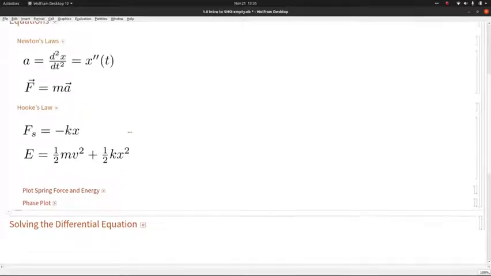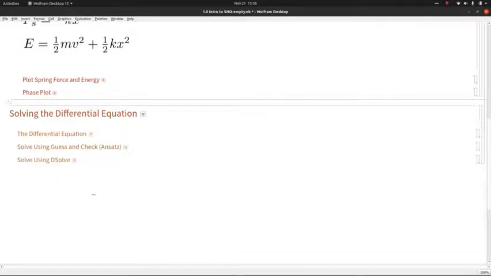A differential equation is just like an algebraic equation, except instead of solving for x using algebra, it's going to be an equation that also has derivatives in it. So you're solving for some function x rather than some variable x. So we are going to do a few different things. We're going to look at our differential equation.